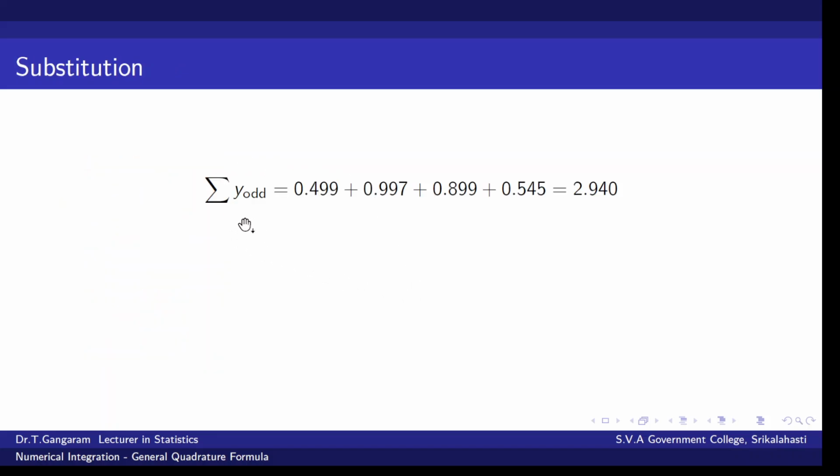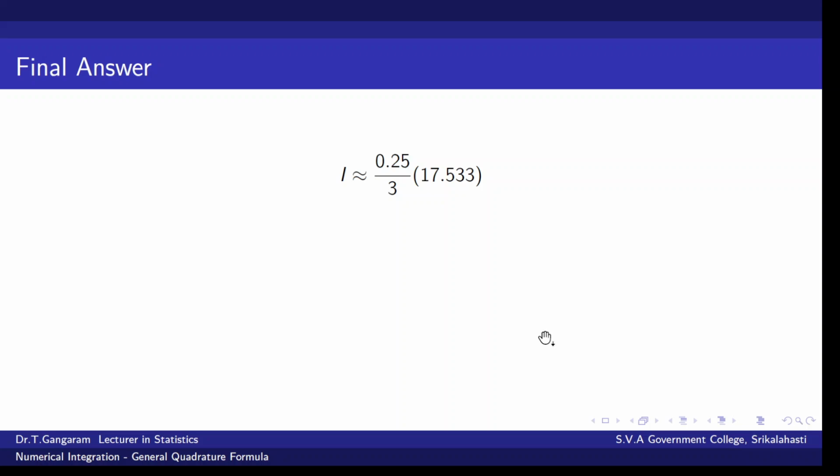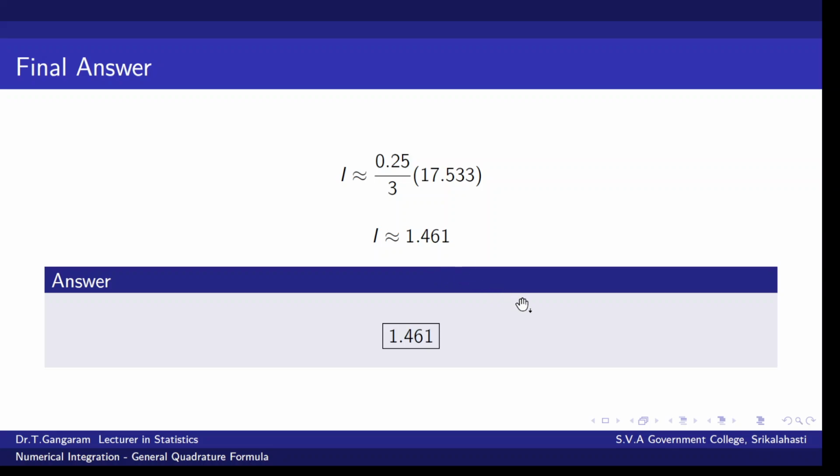Substitute. We need to find the inner terms first, summation of odd terms, and summation of even terms, and we substitute h is equal to 0.25 by 3 from the formula: first term and last term plus 4 into the odd multiples and 2 into the remaining terms. So this is approximately equal to 1.461.